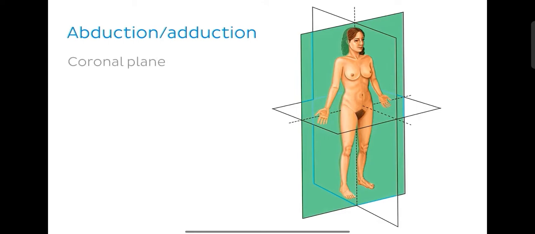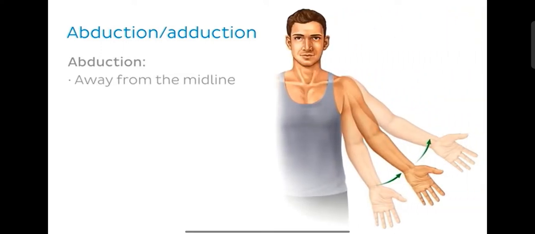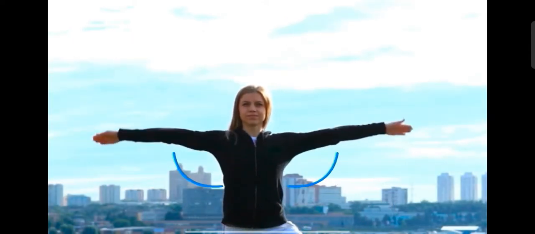The easiest way to describe abduction and adduction is relative to your midline. And that's how we do it for these movements. This diagram is showing abduction of the arm at the shoulder. Abduction, sometimes pronounced "ab-duction" for clarity, is a movement away from your midline in the coronal plane.